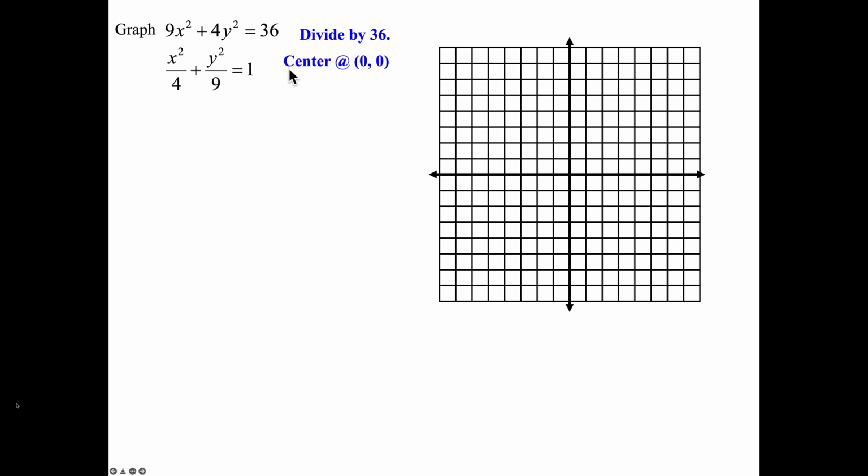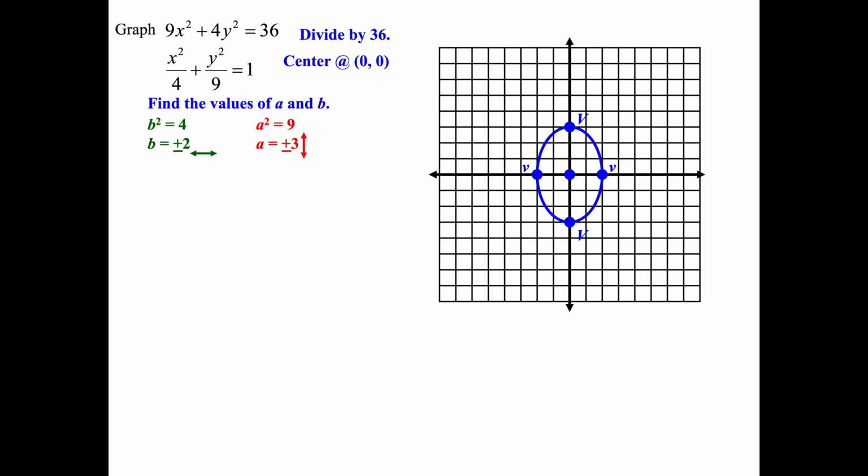So center still at the origin. No one's being added or subtracted to my x's. A squared is going to be 9. So we'll plot our center, then we're going to go up and down 3. Then b squared will be the 4. Take the square root, which is 2. We'll go left and right 2 for your covertices. And we'll draw in our ellipse.